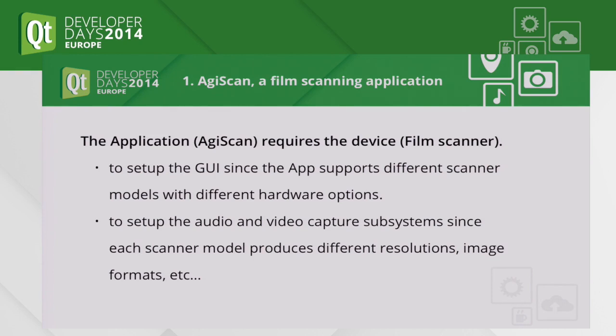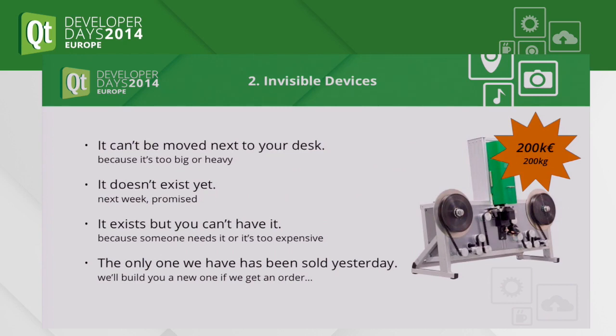So, what's an invisible device? It's something that you can't move next to your desktop. If you take the example in this image, the scanner weighs more than a motorbike. So you need at least 3 persons to transport it. It's about 2 meters long, 1.5 meters high, and 50 centimeters deep. So it's not something that you can have beside you and that you can move.